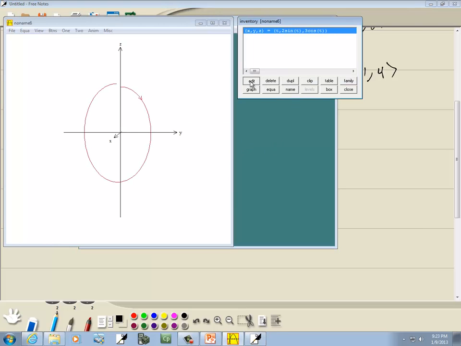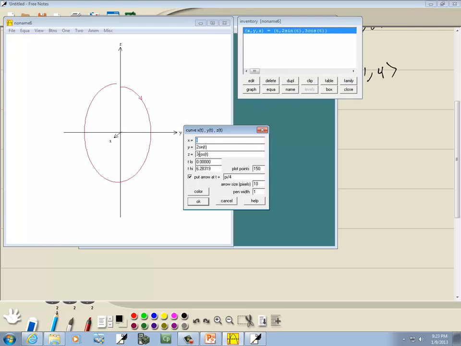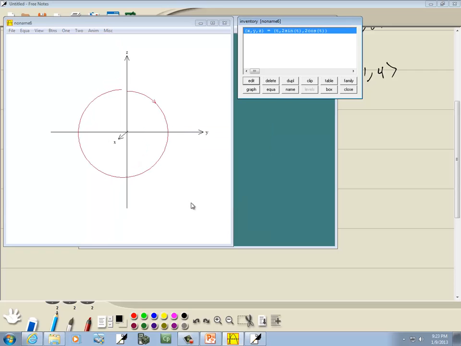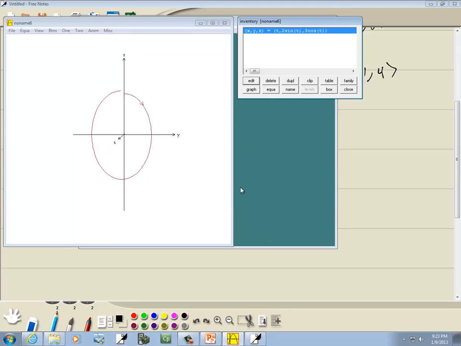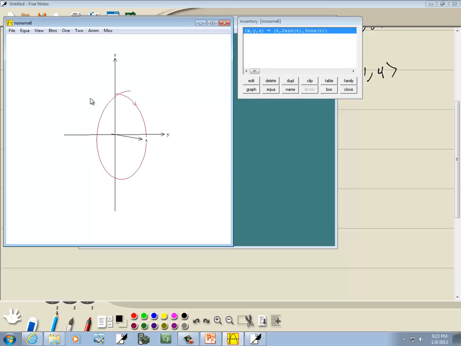If I went here, did an edit, and instead of putting a 2 and a 3, put a 2 and a 2. And click OK. See how it becomes a circle? Put a 3 back there, like that. And again, just sketch this down as best you can.